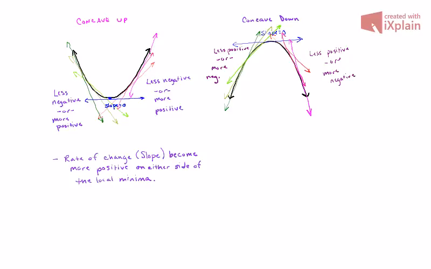So that being said, for concave down, we can basically take the same description that we have on the left-hand side here in purple and just switch out a couple words. So the rate of change, or in other words, our slope, becomes more negative on either side of the local maxima.